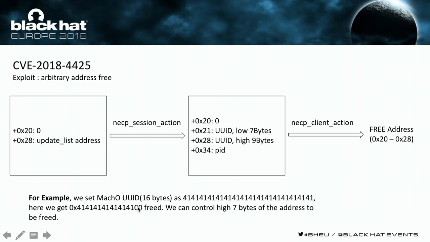But it doesn't matter, because most of the kernel objects are aligned with 16, so the first byte 0 doesn't matter. Controlling 7 bytes of 8 is enough. So what do we get? We get a vulnerability where we can free an arbitrary kernel address, and we can control the high 7 bytes of this kernel address.